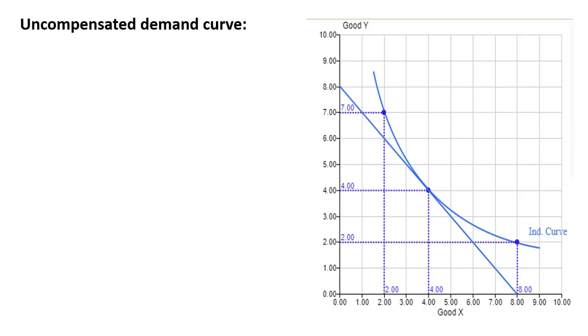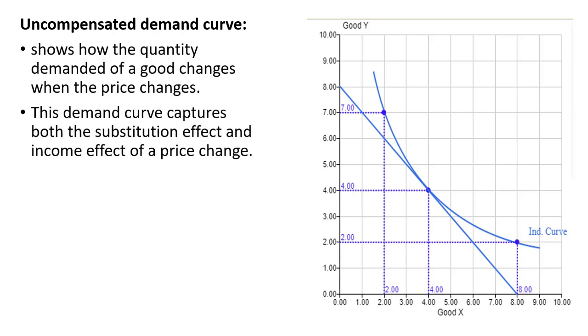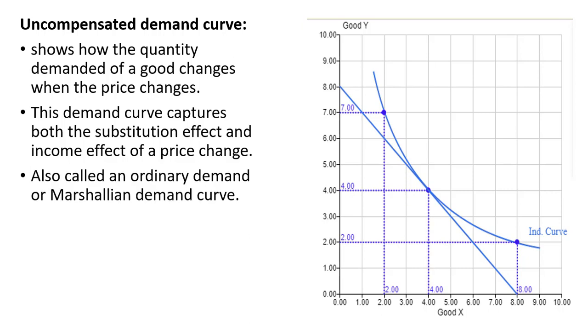In contrast, an uncompensated demand curve shows how the quantity demanded for a good changes when the price changes. This demand curve captures both the substitution effect and income effect of a price change. This demand curve is also known as an ordinary demand curve or Marshallian demand curve.